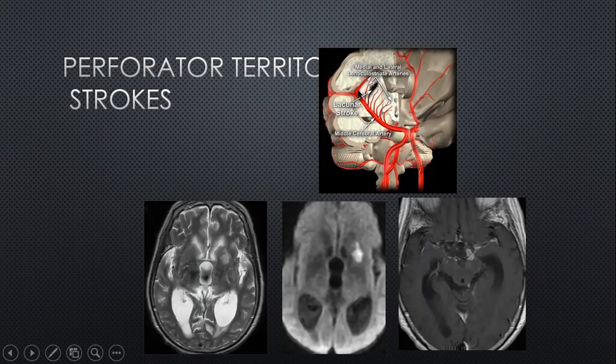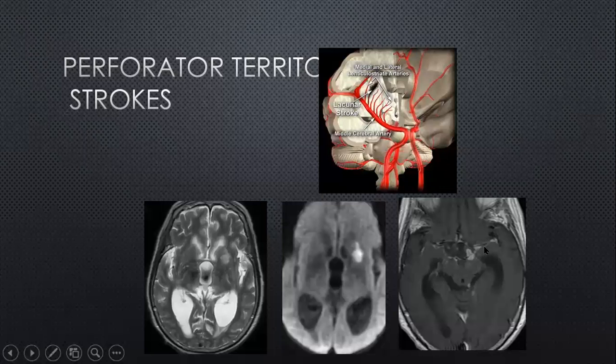And these are some other examples of perforator strokes. This is a patient with tuberculosis, and you can see how the enhancing granulomas are affecting the vessels and causing thrombosis of these perforating arteries, giving rise to infarction.